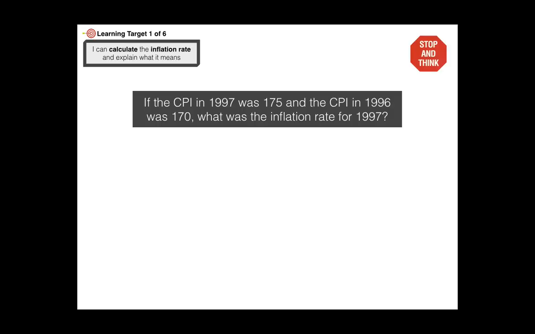All right, as far as learning target 1, stop and think. Pause the video here and answer this question. If the CPI in 1997 was 175 and the CPI in 1996 was 170, what's the inflation rate for 1997? We want to find how much the CPI changed from 1996 to 1997, so 175 minus 170, divided by 170, times 100, and we end up getting 5%.